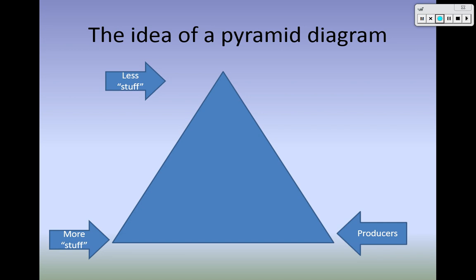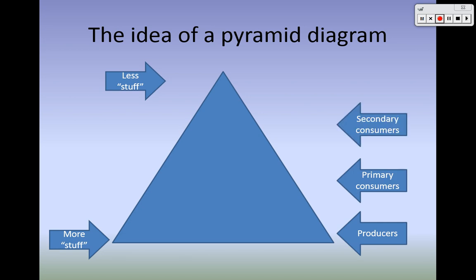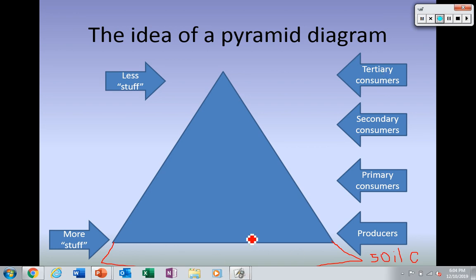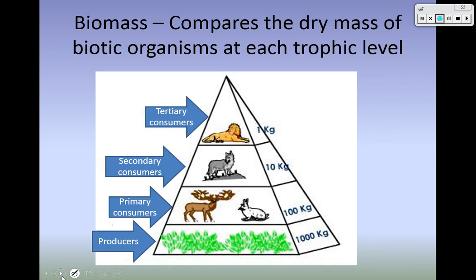So we know the producers are here on the bottom, then the primary consumers, then the secondary consumers, then the tertiary consumers. And so within an ecosystem, there are more producers than there are primary consumers, more primary consumers than secondary consumers. And we could even add in, if we wanted to, I don't have this in here, but we could, this would be the soil carbon, exactly. So then down here you've got the most stuff, which would be the organic soil mass.